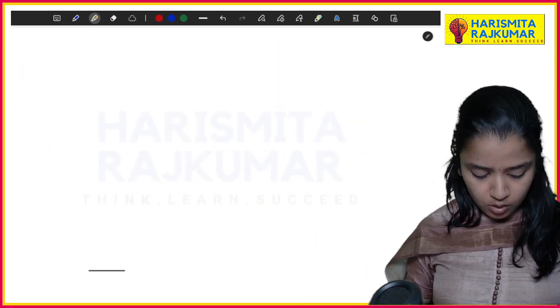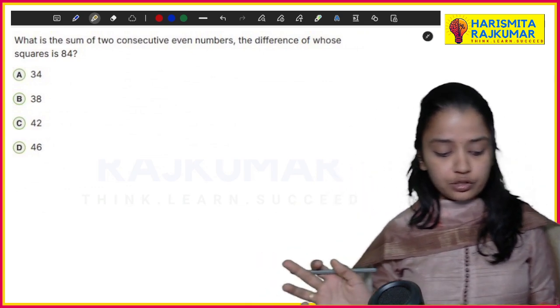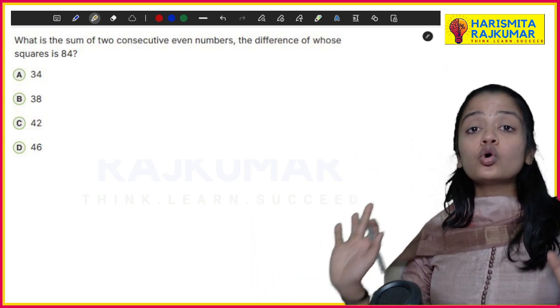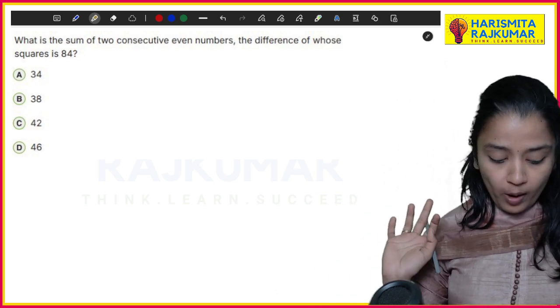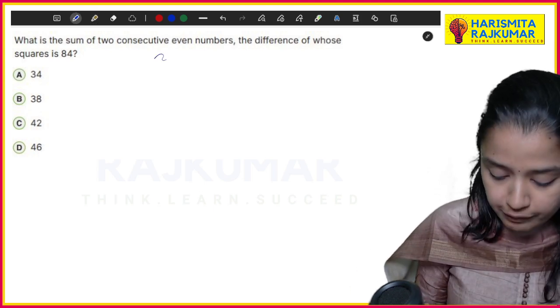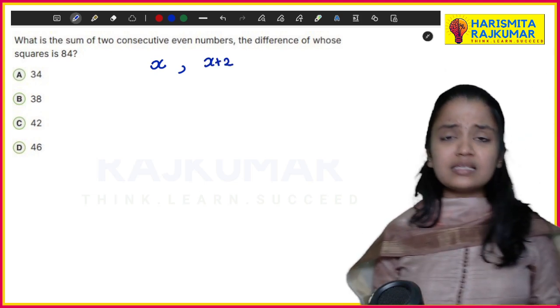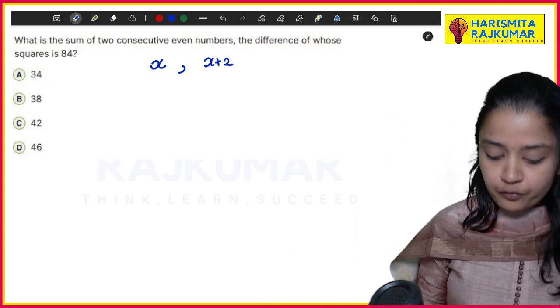Now let's go to the next one. The next one is similar to the consecutive numbers only. What is the sum of 2 consecutive even numbers, the difference of whose squares is 84? First, let me write 2 consecutive even numbers. This is x, and the next consecutive even number is x plus 2. I'm writing it as this. The difference of whose squares.